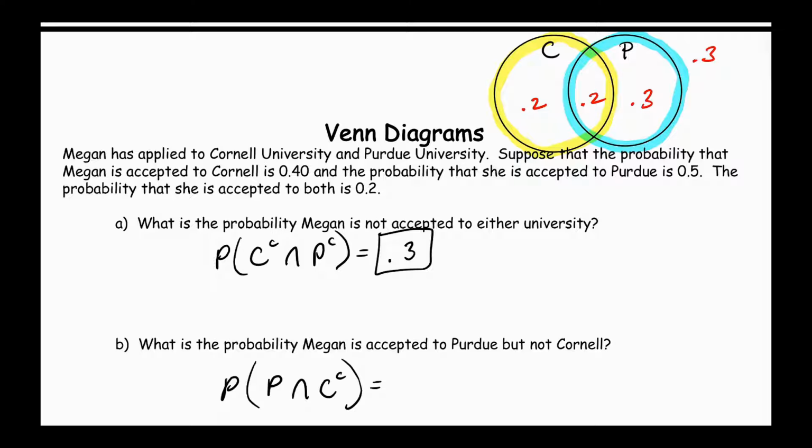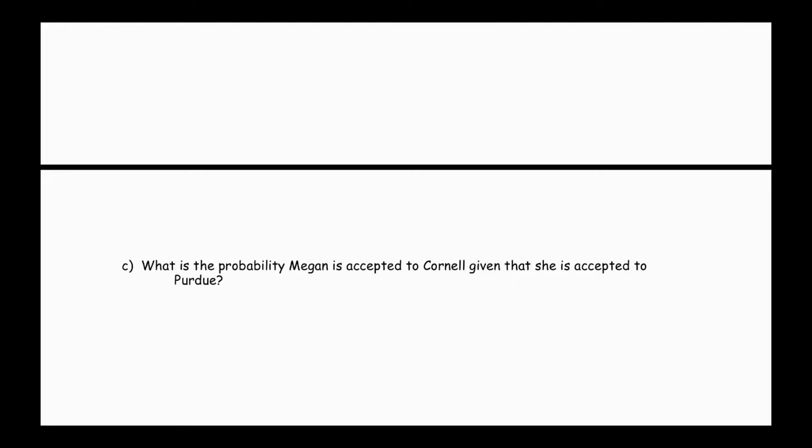The bluish color, the light blue, is Purdue. So they're asking Purdue, so blue, but not yellow. Blue, but not yellow would be 0.3. Okay. Because if it's 0.5, that's Cornell. We don't want Cornell. Okay.